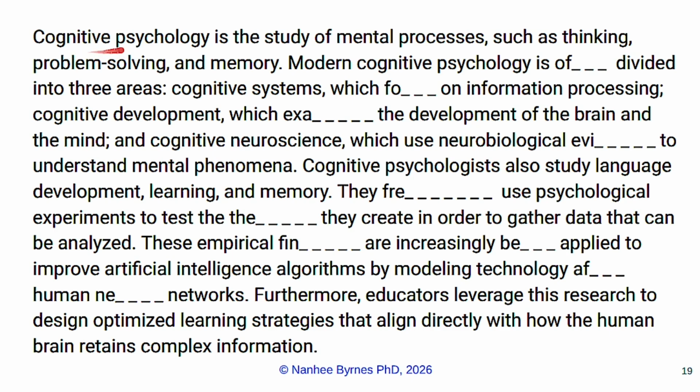Modern cognitive psychology is divided into three areas: cognitive systems, which focus on information processing; cognitive development, which examines the development of the brain and the mind; and cognitive neuroscience, which use neurobiological evi to understand mental phenomena. This sentence explains the three major branches of cognitive psychology. When solving complete the words questions, do not immediately guess the missing word. First, identify the grammar role of the blank by looking at the surrounding words.